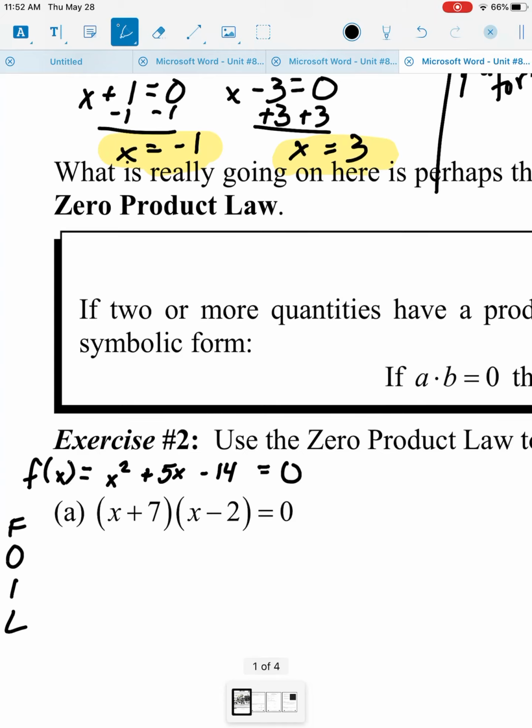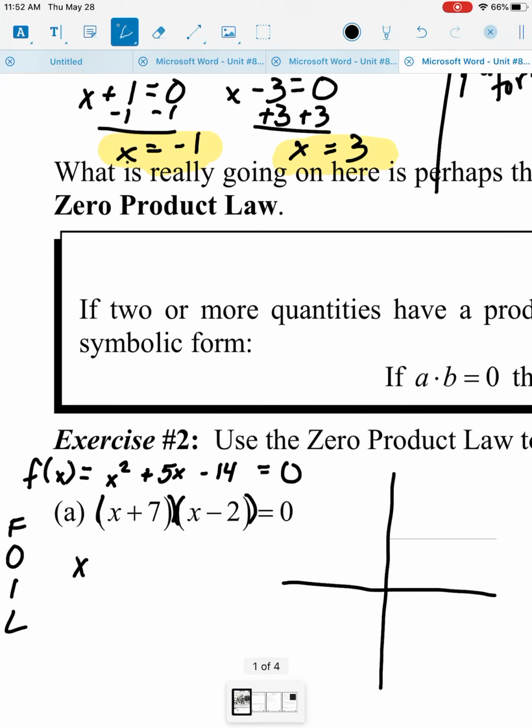So there is our original trinomial, and it was able to be broken down into these two binomials, x plus 7 and x minus 2. Now I know that this function, x squared plus 5x minus 14, is a quadratic. It is a parabola that opens upward. It will have a minimum, and it will have two roots, or two zeros, or two solutions. I'm going to show you what the solutions are right now.